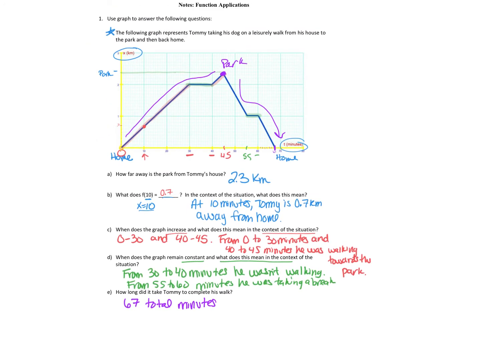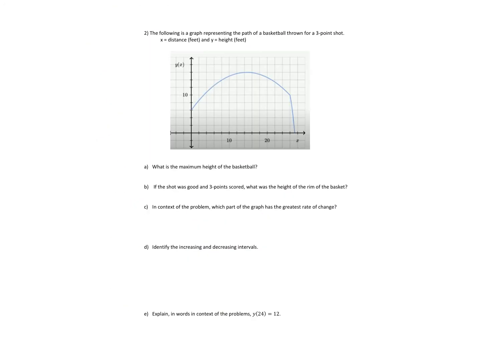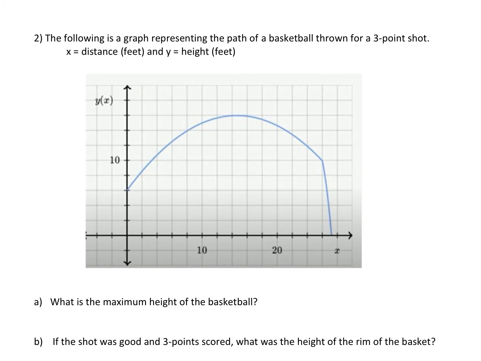We're going to do the same thing now, but with this graph. The following graph represents the path of a basketball thrown for a 3-point shot. X is the distance and Y is the height. So X is my distance in feet and Y is my height in feet of the ball. So it says, what is the maximum height? So I'm going to look for the highest point. I would say it's about right here.